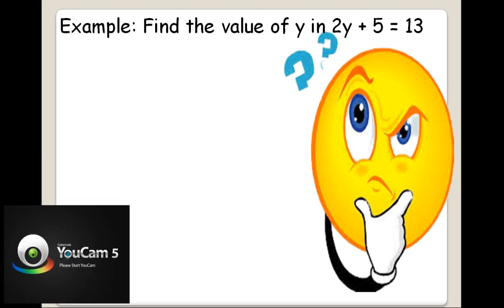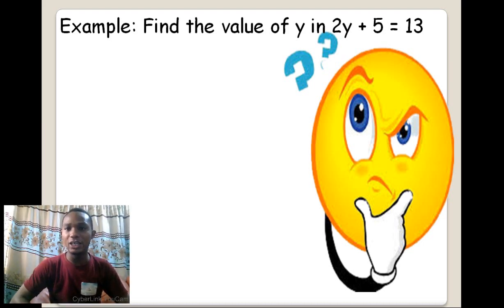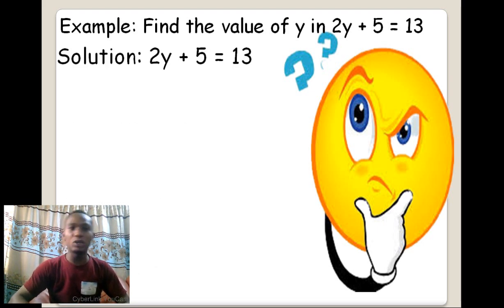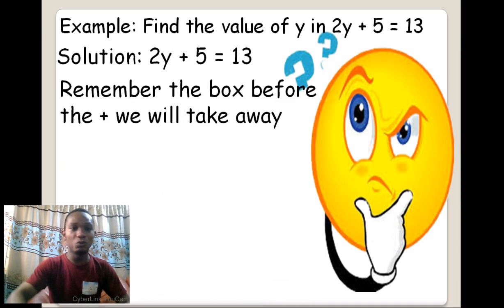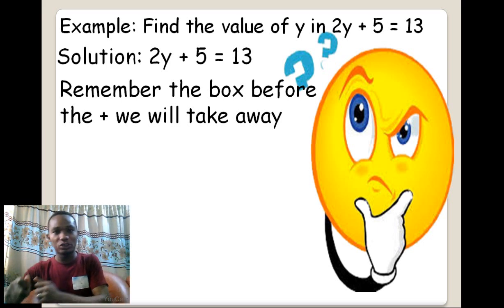Find the value of y in 2y plus 5 is equal to 13. Then we actually are looking for the value of y. Now, solution: we have 2y plus 5 is equal to 13, right? Now remember the rules in addition, which says the box before the plus, we will take away.